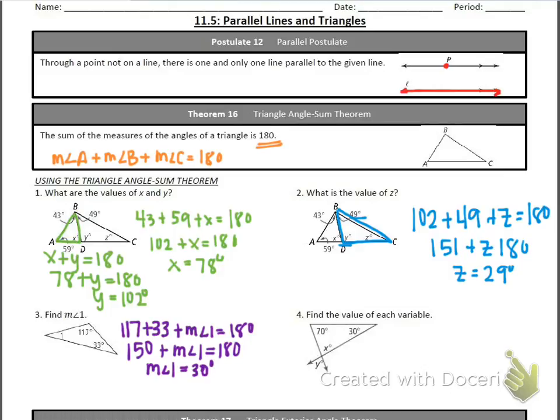Okay. Somebody different who can help me with number 4. Rose. So, I did 70 plus 30 plus x equals 180. Okay. And then I added 70 and 30 and got 100 plus x equals 180. And then after that, I subtracted 100 on both sides. Okay. And I got x equals 80 degrees.